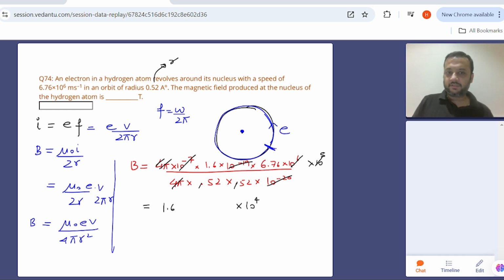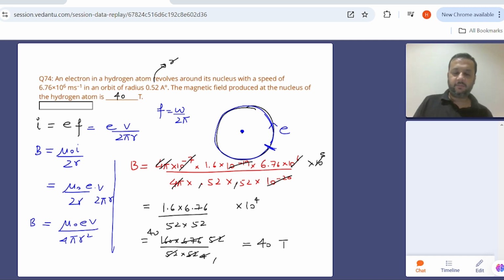Here 1.6 is left, 6.76 is left, upon 52 into 52. That means you can use this 10 to the power 4 to make it, let's say, 160 into 676, upon 52 into 52. Now 13 into 4, and 13 5s are, and 2 6s means 2, and this 52 will totally get cancelled. So 4 ones are 4 into 10, which makes 40 Tesla. So the answer for this will be 40 Tesla.